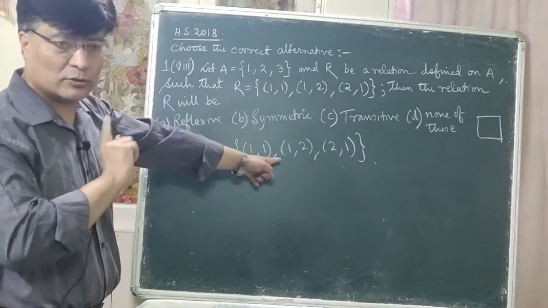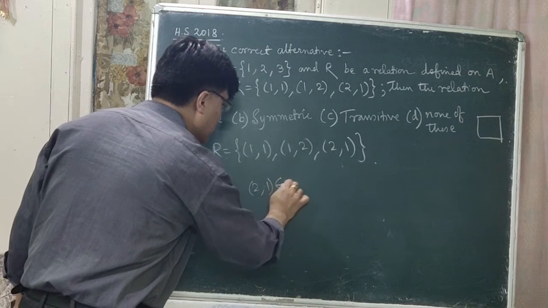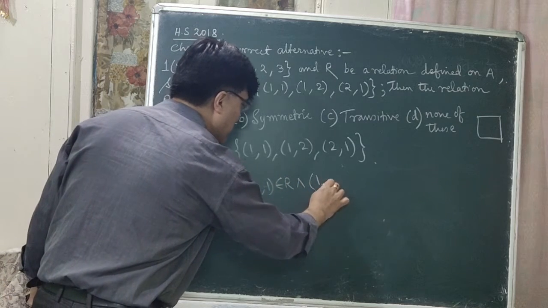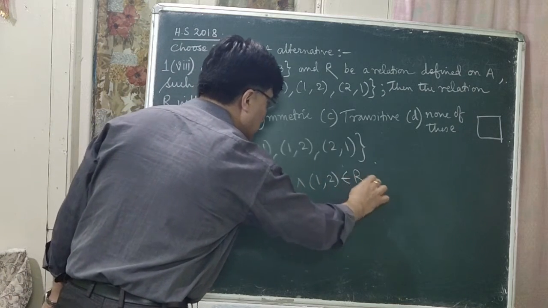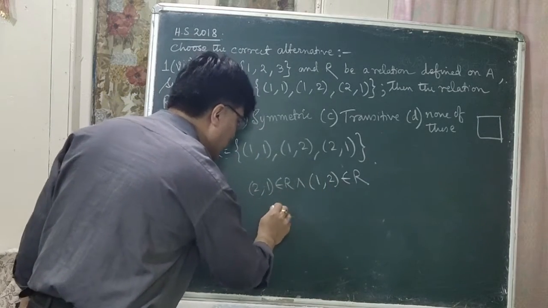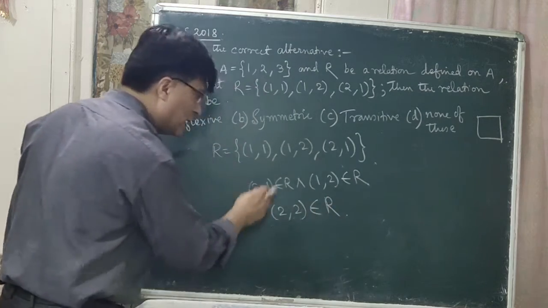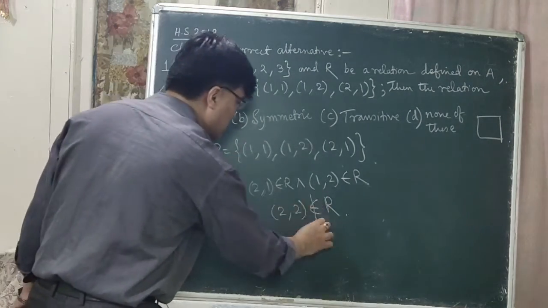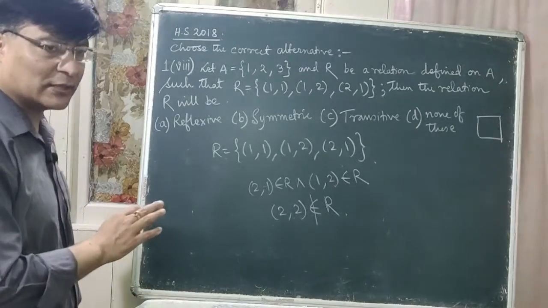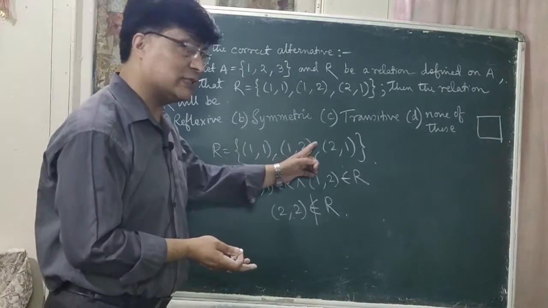Is there 2 comma 2? No. In this case, 2 comma 1 belongs to the relation R and 1 comma 2 belongs to the relation R. So for transitivity, 2 comma 2 should belong to the relation R. Is it there, 2 comma 2 here? No, it does not belong to the relation R. Is that clear? So it is not transitive.